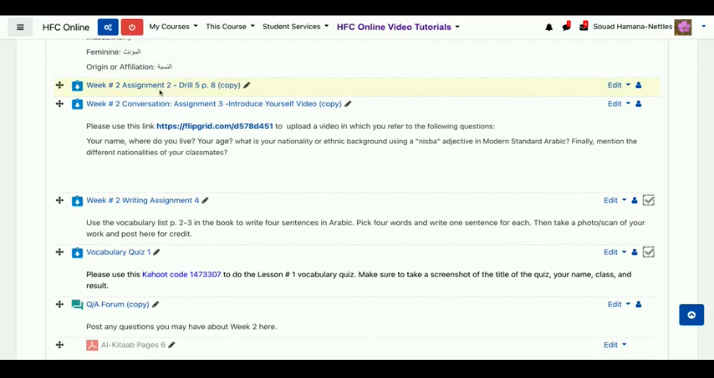Here you have an assignment. It's drill 5, page 8 from Al-Kitab. So please, if you have a paper textbook, you write the answers on it. You take a picture, you try to transform it to PDF, you know better than me, and then you submit your work. If you have an electronic version of the book, you print the page, you write the answers by hand, you take a picture, make a PDF, and you send it. Okay?